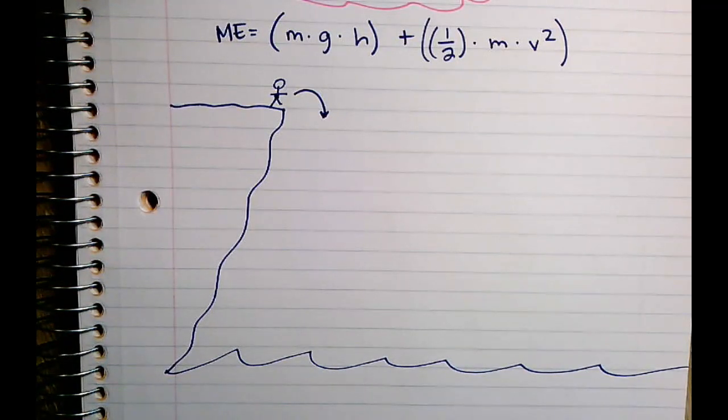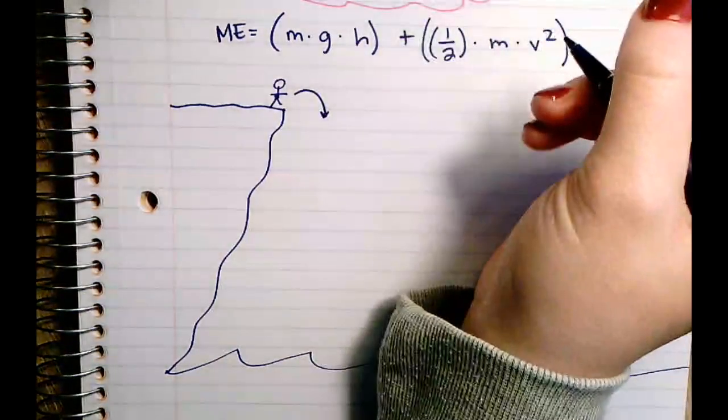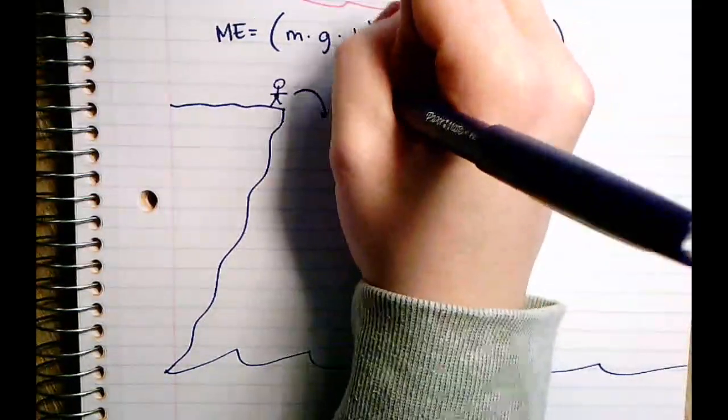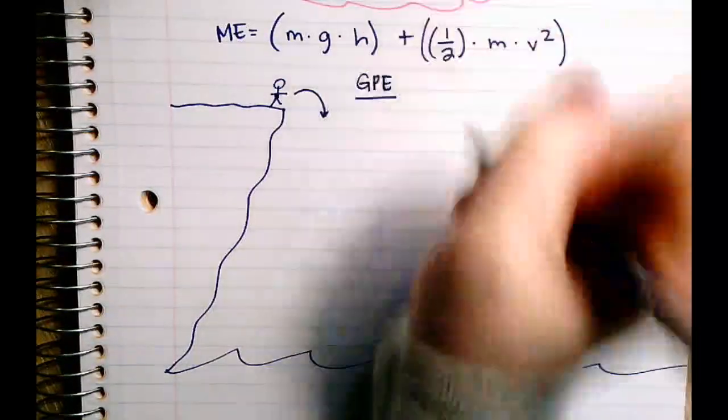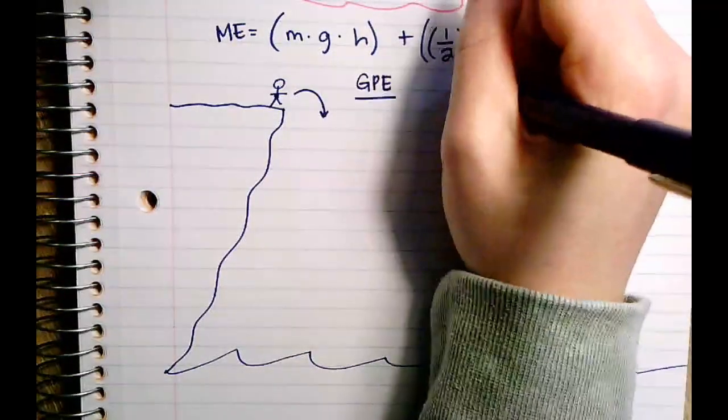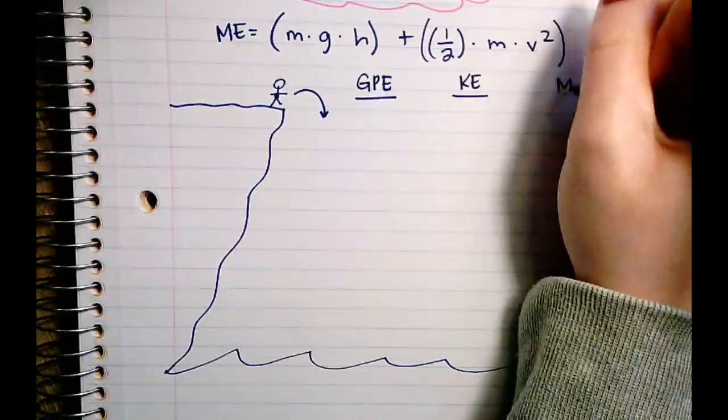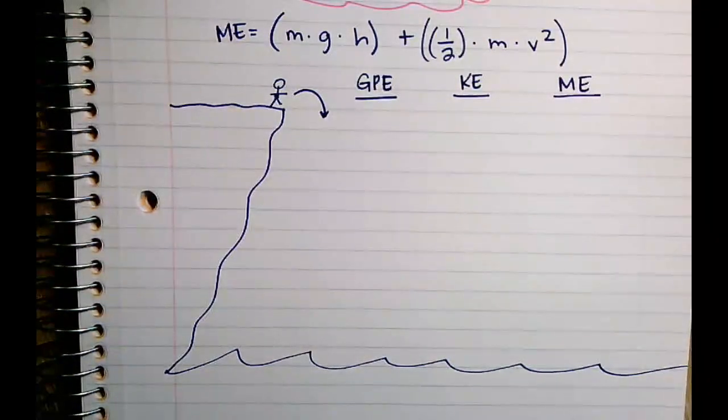So let's say that we have the GPE is what we're going to write on this side. Then our kinetic, and then our mechanical. And remember that for energy, we always use joules.